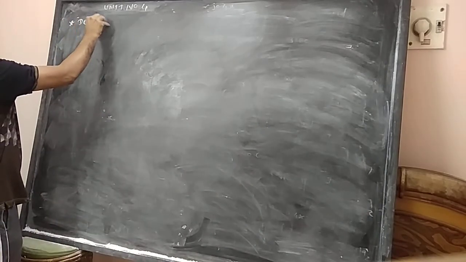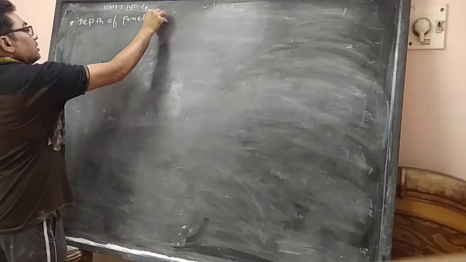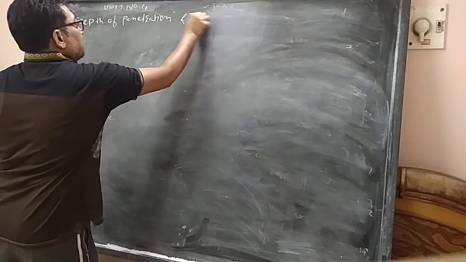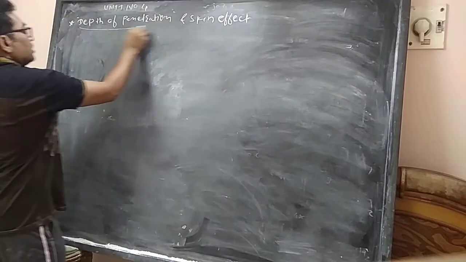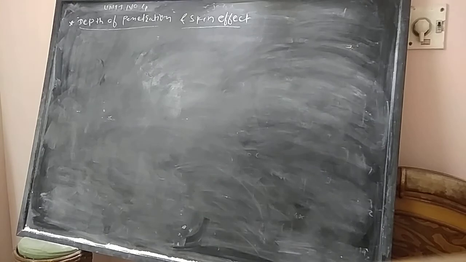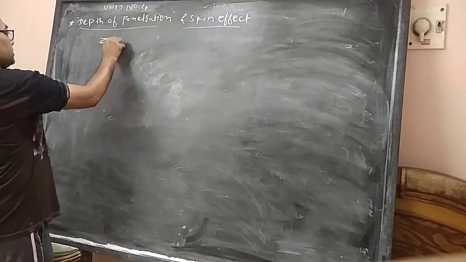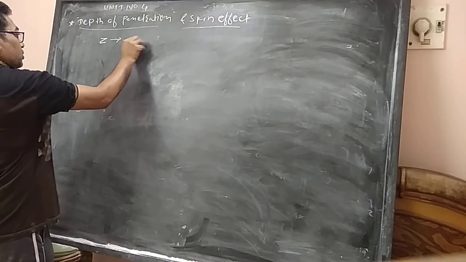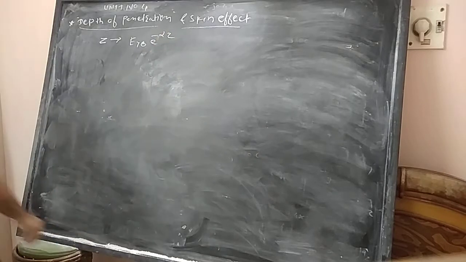So I am writing the topic here, depth of penetration and skin effect. So skin effect is getting calculated based on the depth of penetration. So the definition is the amplitude of the field of wave after traveling a distance z is given as Ey0 e raised to power minus alpha into z, right?